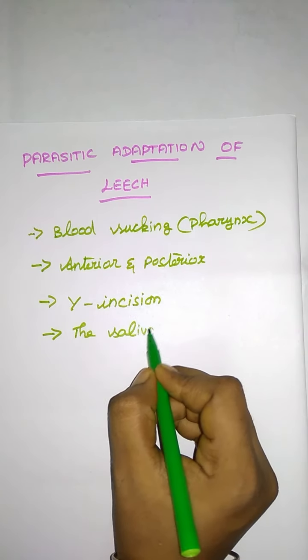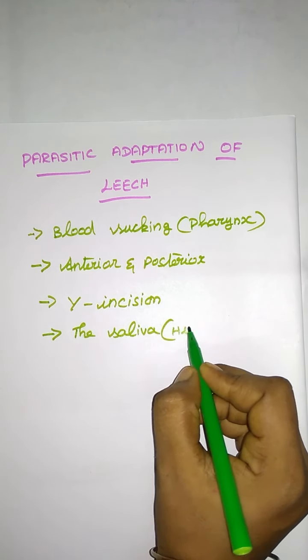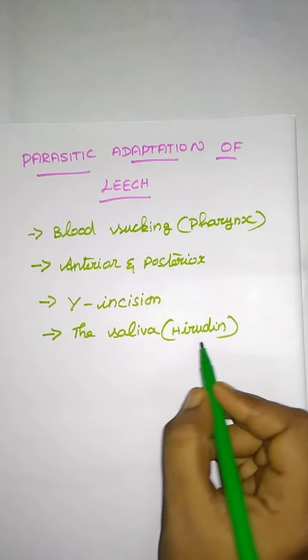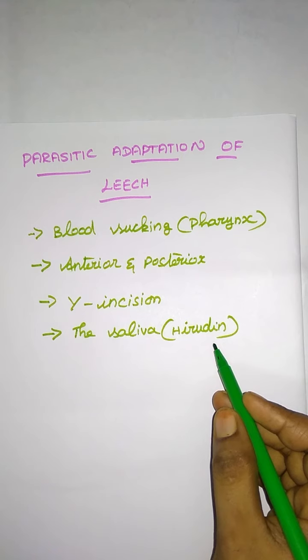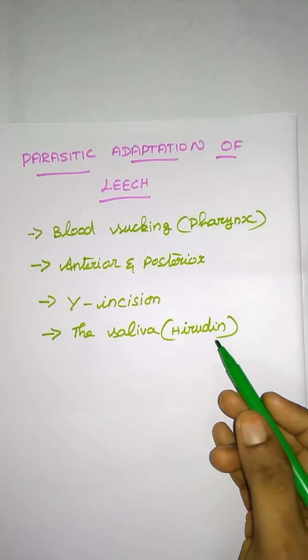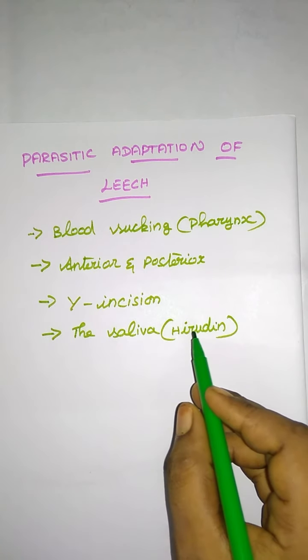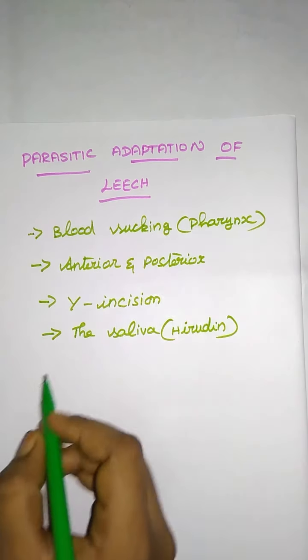Here, the saliva contains one special protein, right? That is called hirudin. We already said that it acts as an anesthesia, which is helpful so the host does not feel any biting sensation, and it also acts to prevent coagulation. That is the function of hirudin.